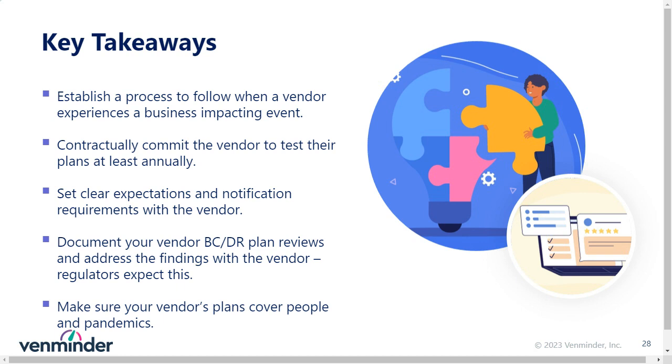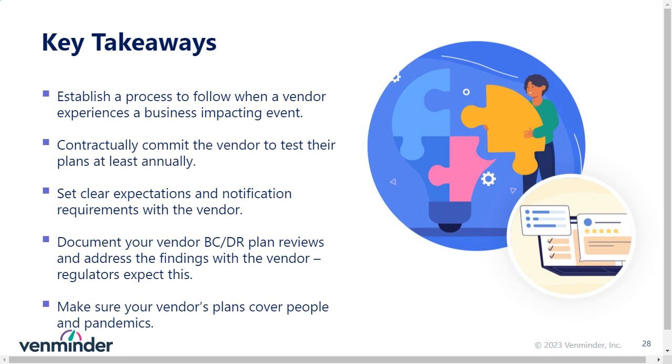Remember, tabletops are the easiest tests, but they're less intense. Full interruption tests are more intense but carry more risk. Simulations are a balance between tabletop and full interruption. Set clear expectations and notification requirements with the vendor. Make sure notification requirements align with your organization's notification requirements.